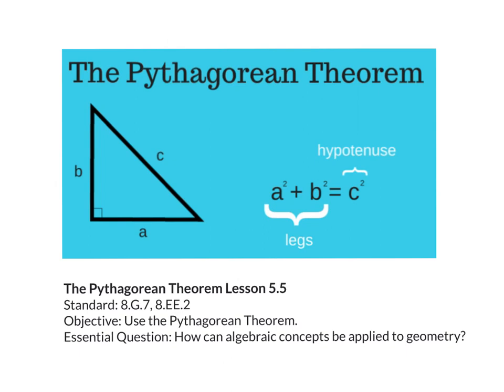The Pythagorean Theorem, Lesson 5.5. The standard is 8G7 and 8EE2. The objective is to use the Pythagorean Theorem. The essential question is, how can algebraic concepts be applied to geometry?